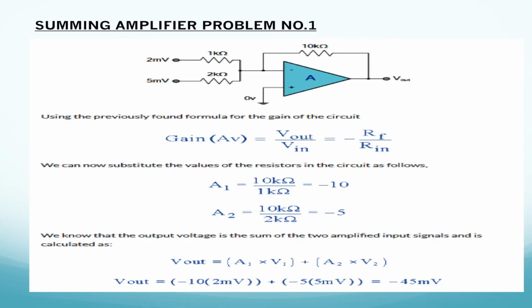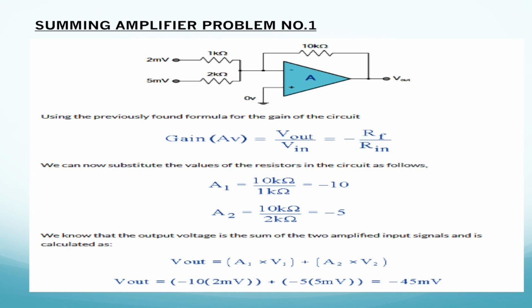I have given 2 inputs V1 and V2 with 2 millivolts and 5 millivolts, and you have 1 kilo ohms and 2 kilo ohms as the 2 different resistance values I have provided, and Rf is equal to 10 kilo ohms. Now I am aware that A1 is the gain of the amplifier when my input voltage V1 is active and V2 is inactive. What is the voltage of my V1? It is 2 millivolt. Now 2 millivolt along the path of 1 kilo ohms towards your output will give me a gain of minus 10.